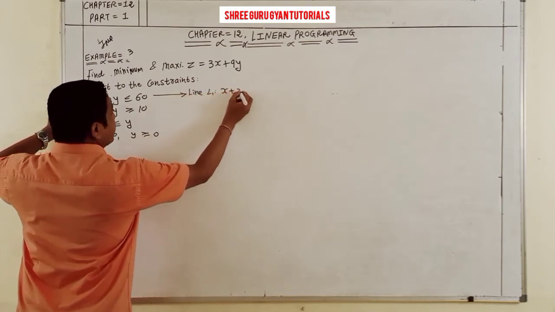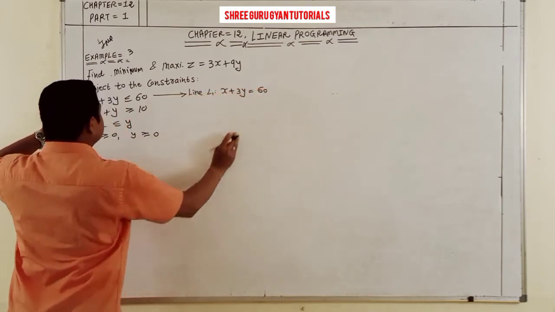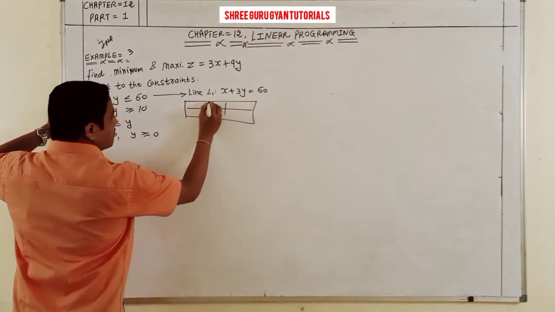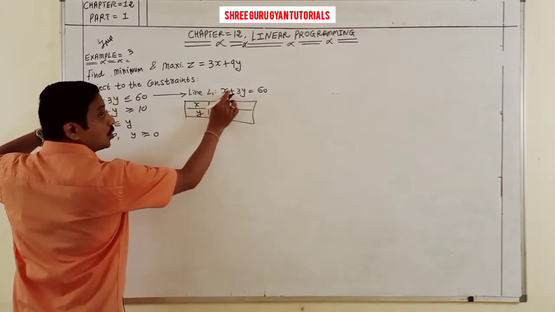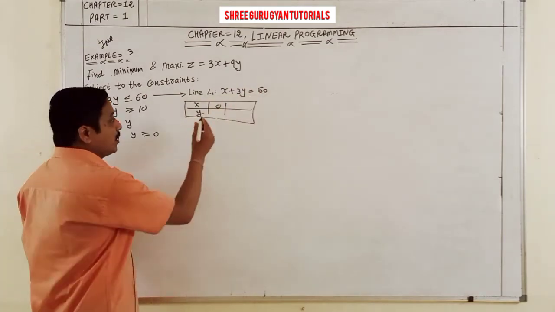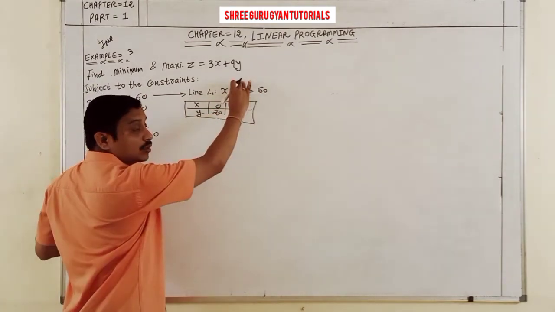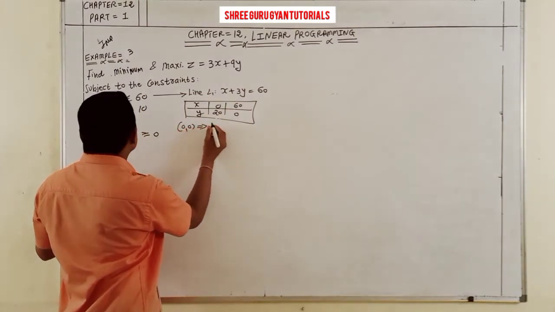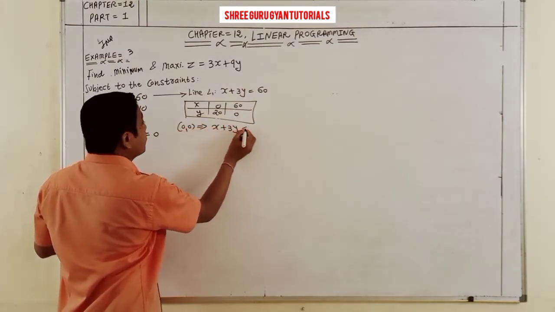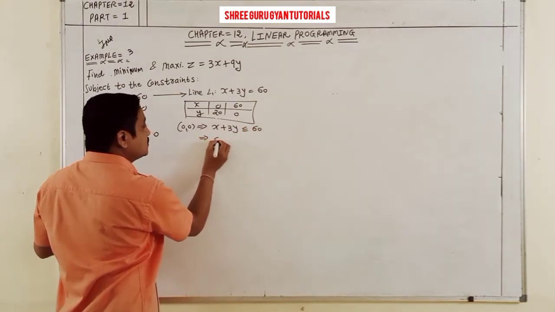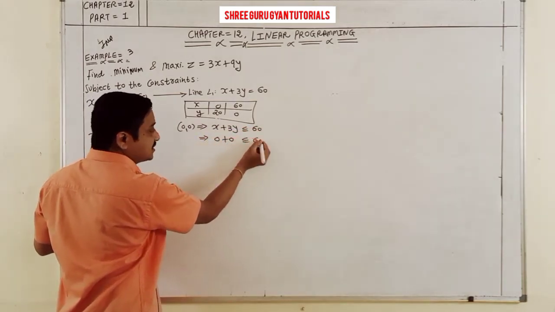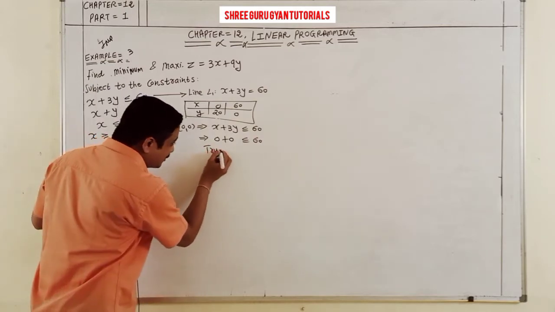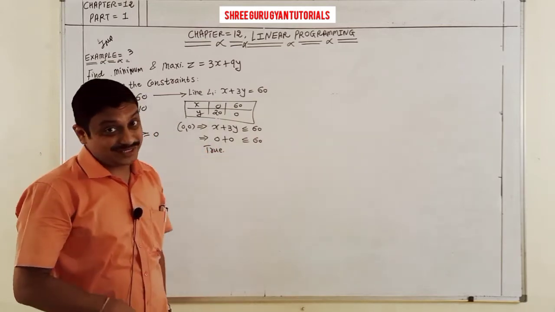So taking line L1: x plus 3y is equal to 60. Make it simple in x and y: x 0, y is 60 by 3, 20, but y 0, x is 60. And apply the checking also at 0, 0: x plus 3y less than 60, so 0 plus 0 less than 60, and sure 0 less than 60, is it true? It means you are shading towards the origin side.